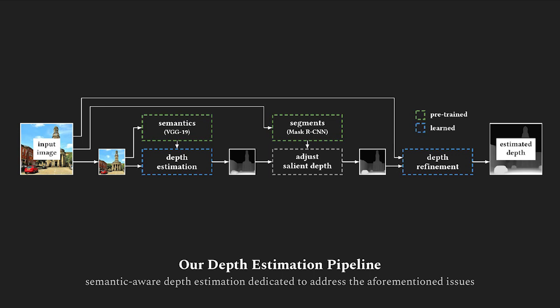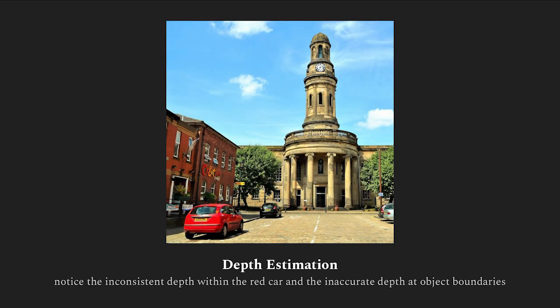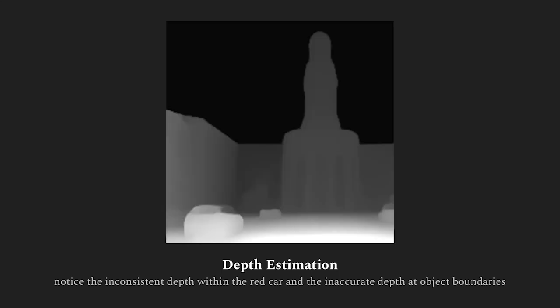To do so, we separate the depth estimation into 3 steps. We first estimate the coarse depth and facilitate a geometrically sound depth prediction by forcing the utilized neural network to primarily rely on deep image features. Notice the inconsistent depth within the red car and the inaccurate depth at object boundaries like at the clock tower.